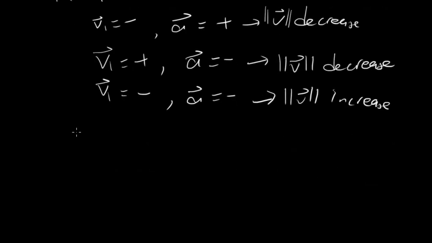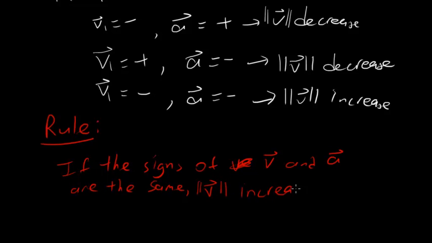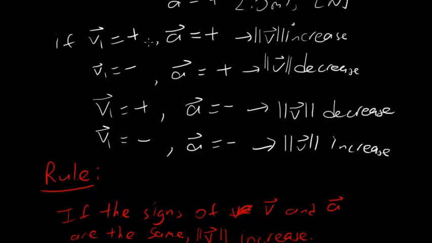So we can make a rule. I'm going to write this in blue or red. A rule. If the signs of velocity, let's write v, and acceleration are the same, then the magnitude, remember the bars mean the magnitude of the vector, the magnitude of velocity will increase, as we saw up here. If it's positive and positive, it will increase. If it's negative and negative, it will increase because both signs are the same.